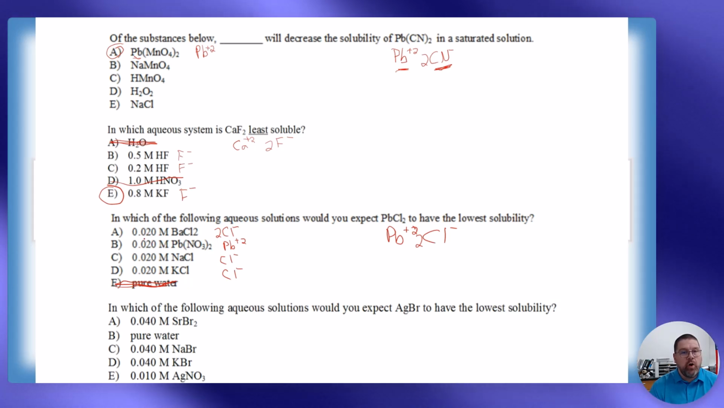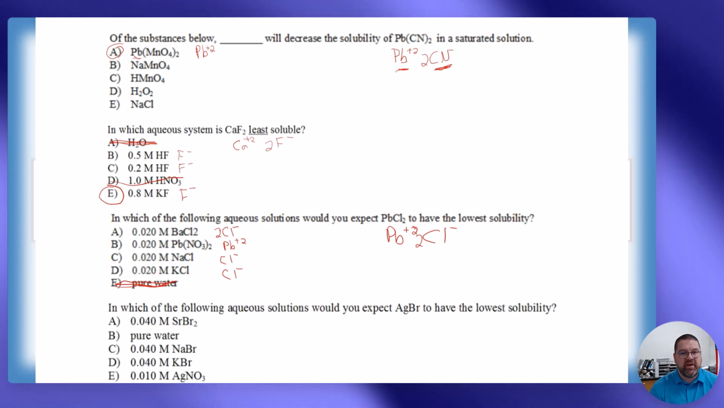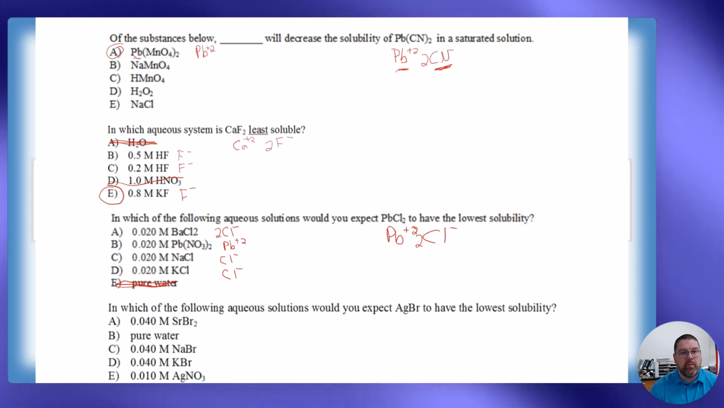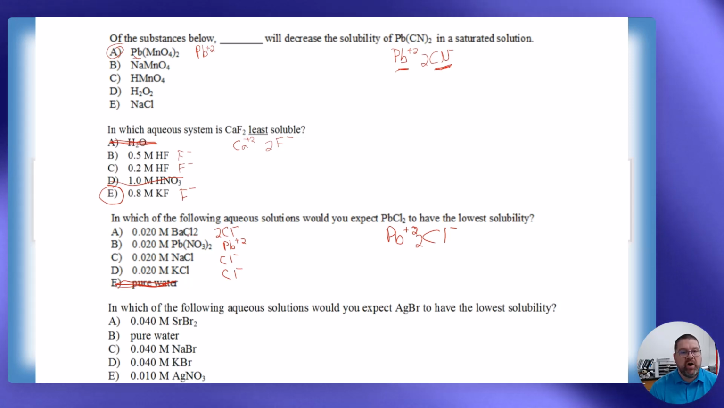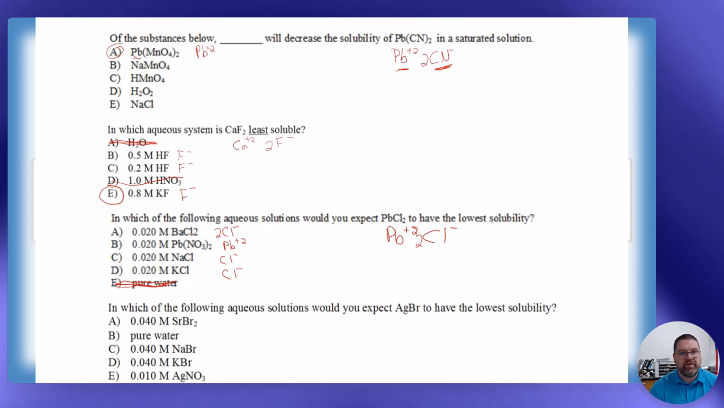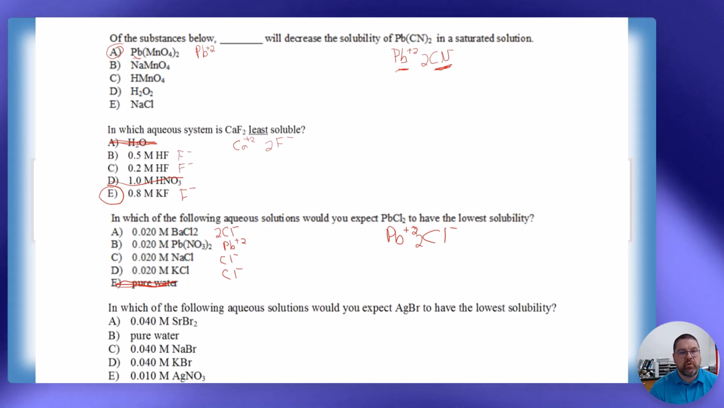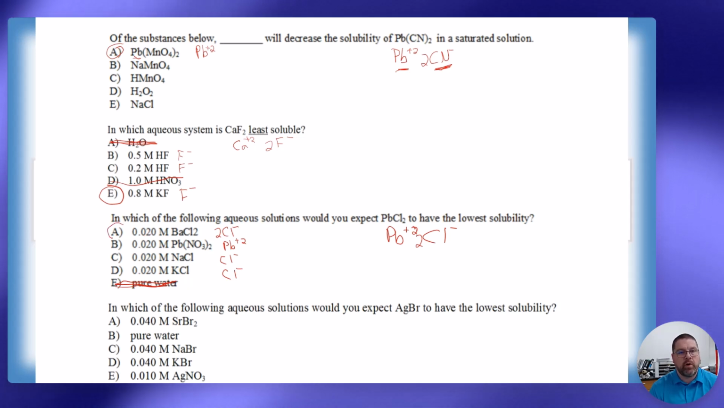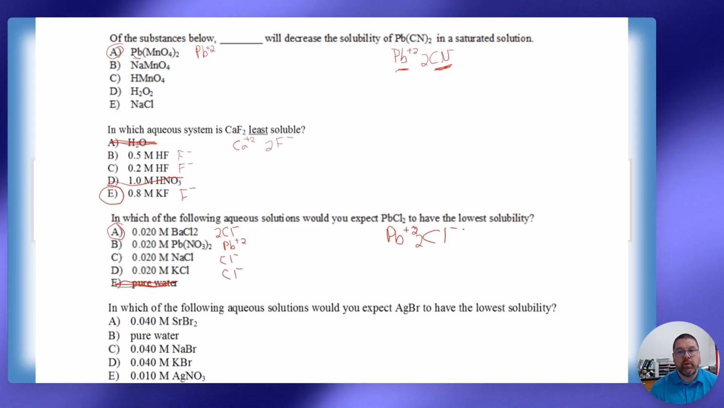Well, they're all 0.020 molar solutions, so here's where we have to take into account the stoichiometry that comes about from the subscripts. And the barium chloride, because it produces 2 chlorides per barium chloride that is dissolved, that means that our concentration of chloride would actually be 0.040 molar. So therefore, that solution will cause PbCl2 to have the lowest solubility.